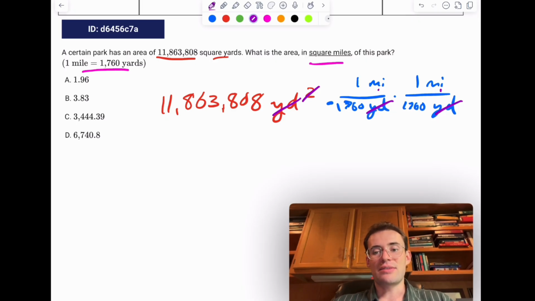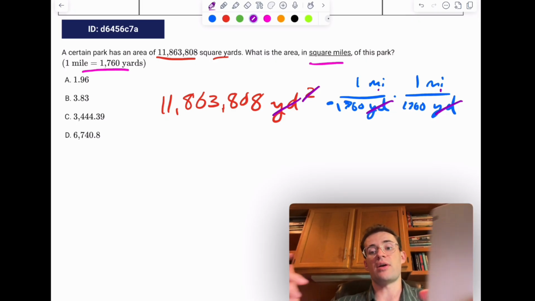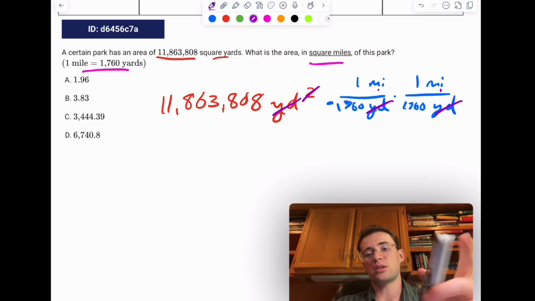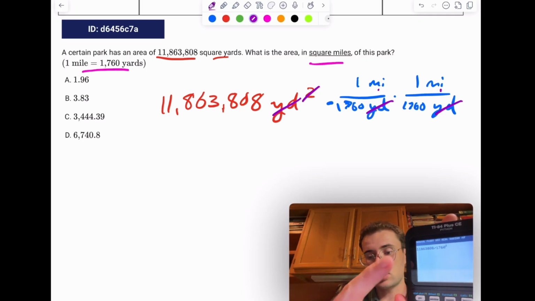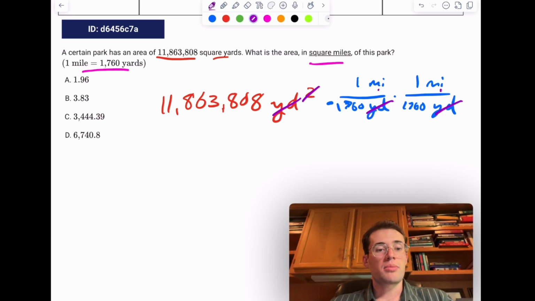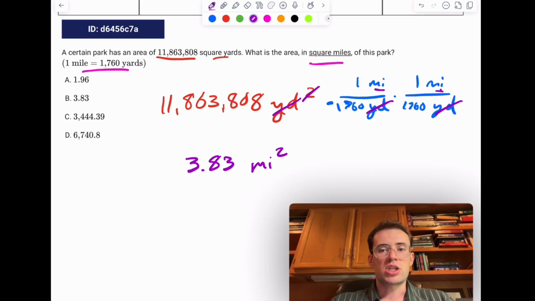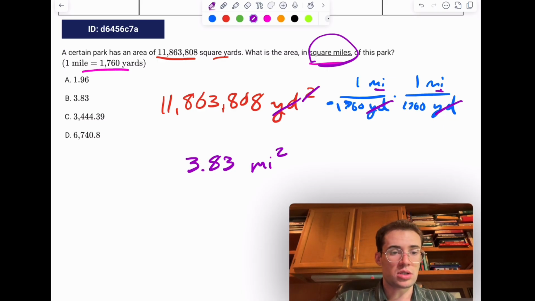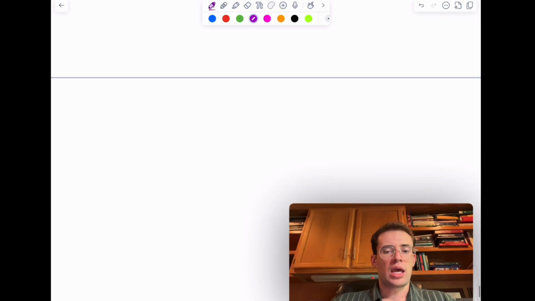11,863,808 divided by 1760 squared, or divided by 1760 divided by 1760. So I would do 11,863,808 divided by 1760 squared. You don't need to put parentheses if you're squaring it, because order of operations, squared would come before division. You could do it if you feel safer about it, but it gives you 3.83. So that would be 3.83, and again miles times miles is miles squared. Always check what units they want, square miles, so we did it correctly. That would be option B. And that's the last one.